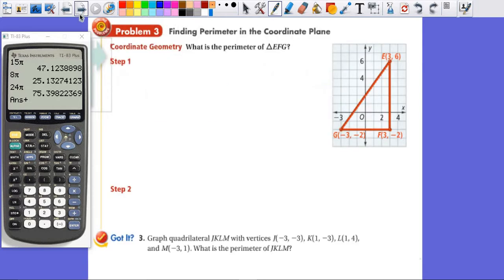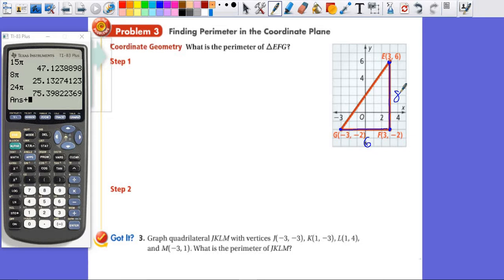All right. For our next problem here, it says, what is the perimeter of triangle EFG? To find the perimeter of a triangle, we just have to add up all the sides. Well, you don't want to use the distance formula 3 times for this problem. We only have to actually use it once. So we're just going to find the distance by saying we go over 1, 2, 3, 4, 5, and 6. So the length of that side is 6, all right? Now we can do the same thing for this up and down. We can go up 1, 2, 3, 4, 5, 6, 7, 8.